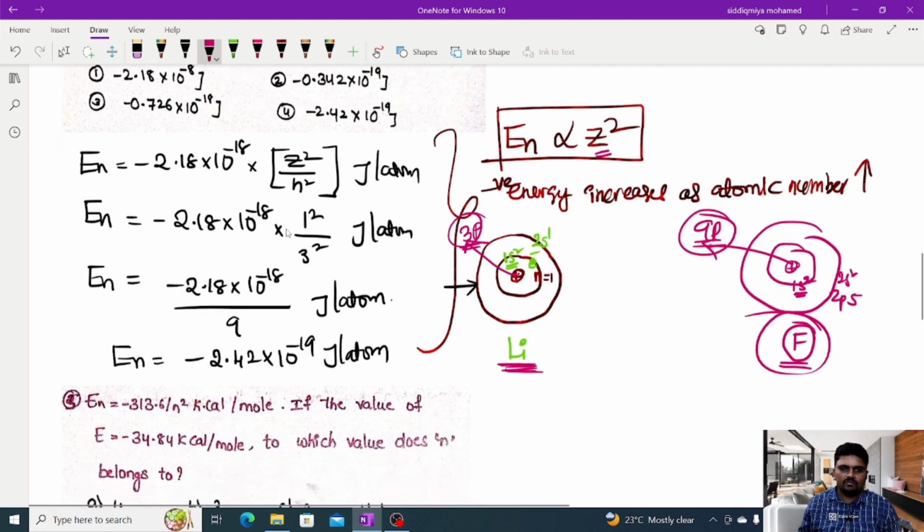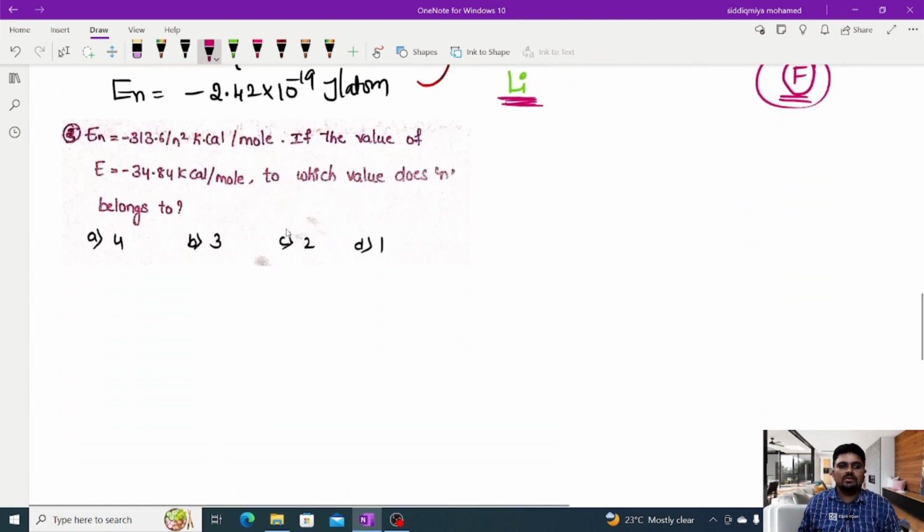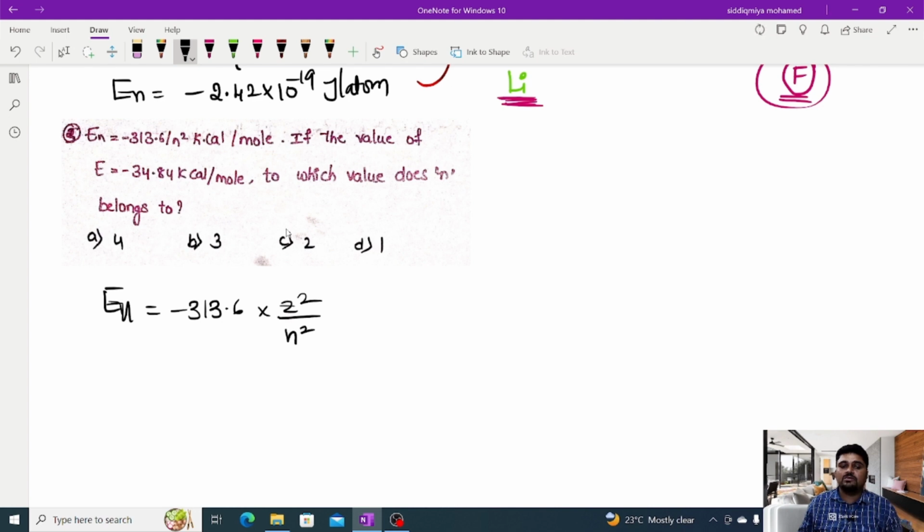Okay, now we will see this question. En is equal to minus 313.6 by n square kilocalorie per mole. If the value of E is equal to minus 34.84 kilocalorie per mole, to which value does n belong? So the formula you can take, En is equal to minus 313.6 by n square. Why did they give it by n square? Is it a different formula or the same formula?